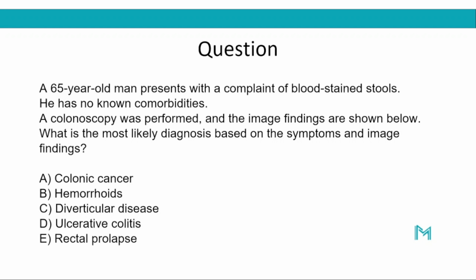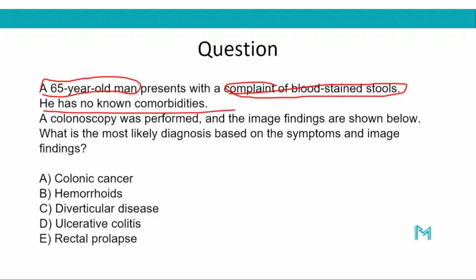So the question, once again, sets a 65-year-old man. Let's try and map out some relevant information here. 65-year-old, this is generally an elderly patient. You consider this patient as elderly. And they complain of blood-stained stools, so there's lower bleeding PR. And we are told that there are no other comorbidities, so nothing else relevant here, apart from the fact that he's aged and he has blood in his stools.